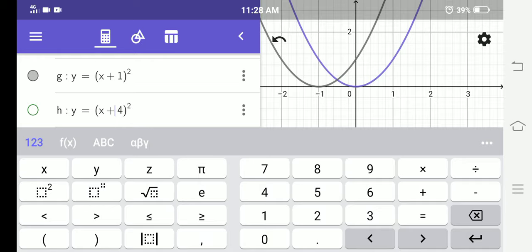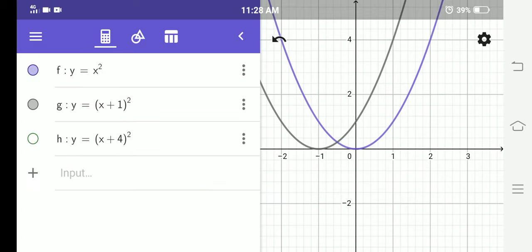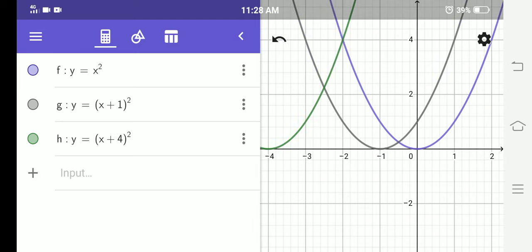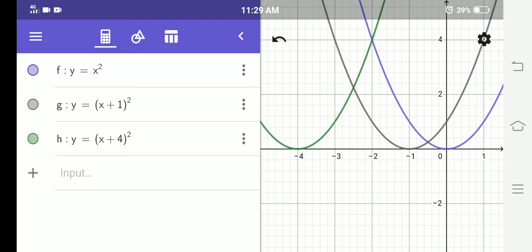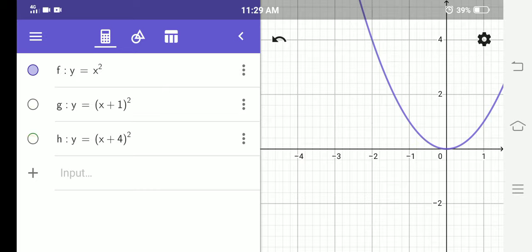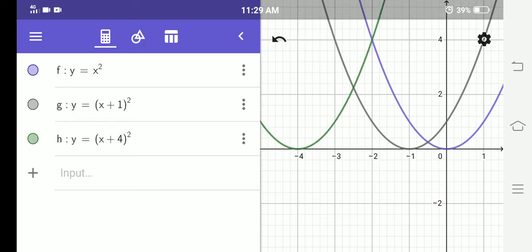So, mapupunta kaya saan ang parabola natin? Okay? Siyempre, mapupunta siya sa kaliwa. It will move 4 units to the left. So again, from y is equal to x squared, ginawa nating plus 1, yung parabola natin napunta dyan. Ginawa nating plus 4, yung parabola natin ay mapupunta naman 4 units to your left.